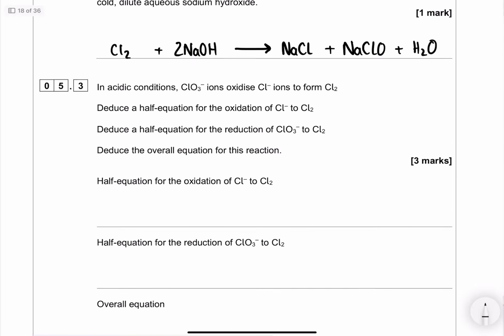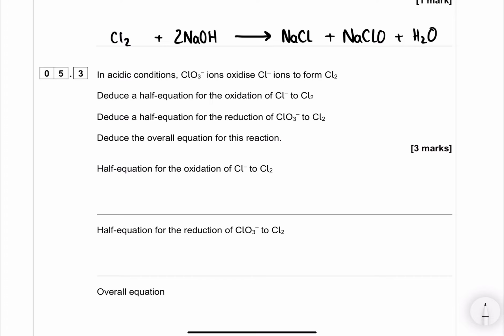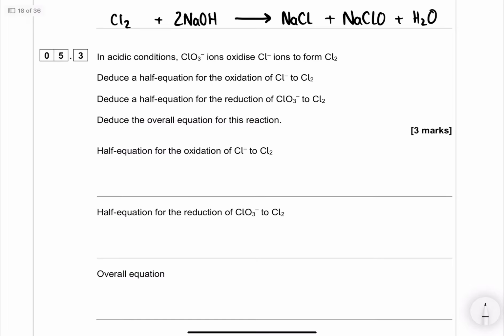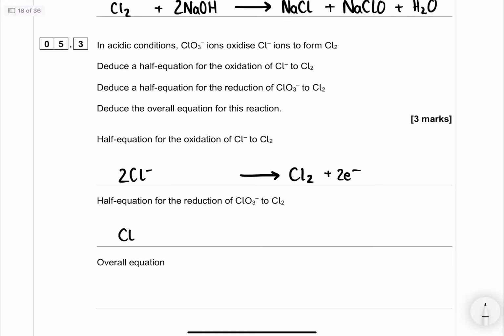In acidic conditions, ClO3- ions oxidize Cl- ions to form chlorine. Deduce a half equation for the oxidation of Cl- to Cl2. So the rules say balance the element undergoing redox. If you need to add water and acid, you can do that, but here we only need to add electrons to balance the charge. And then the ClO3- ions to Cl2, balance the chlorine.